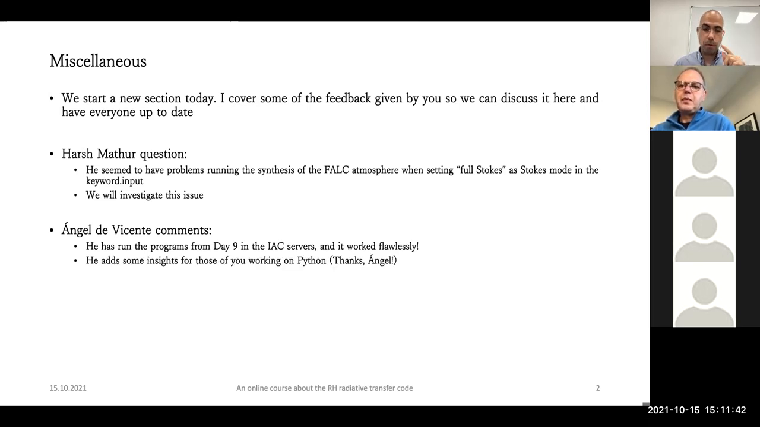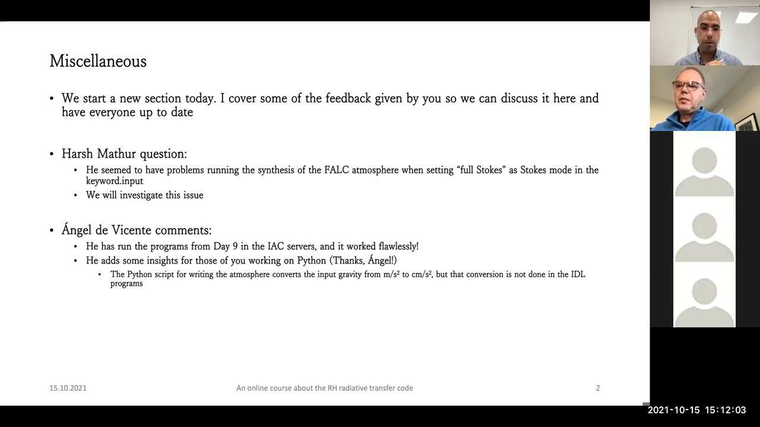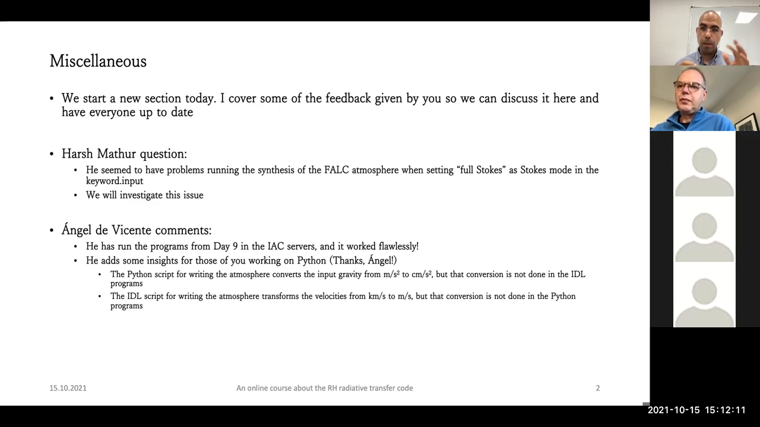But he also has some comments regarding the Python wraps, because he's doing the IDL and Python class, that is very good. And he said that the Python script for writing the atmosphere converts the input gravity from meters per second to centimeters when doing the writing. But if I remember correctly, that conversion is not done in IDL. So just be aware of that difference. And at the same time, the IDL script for writing the atmosphere uses kilometers as input and then writes meters per second, I think. But the conversion is not done in the Python.